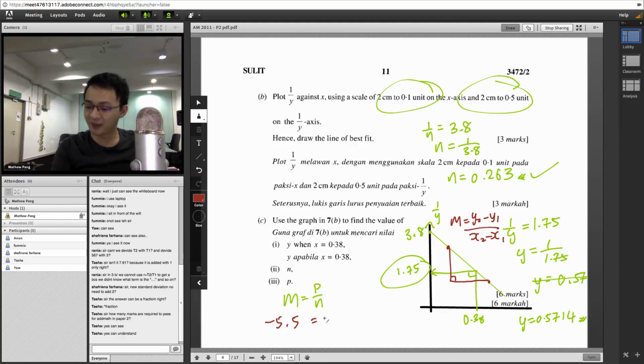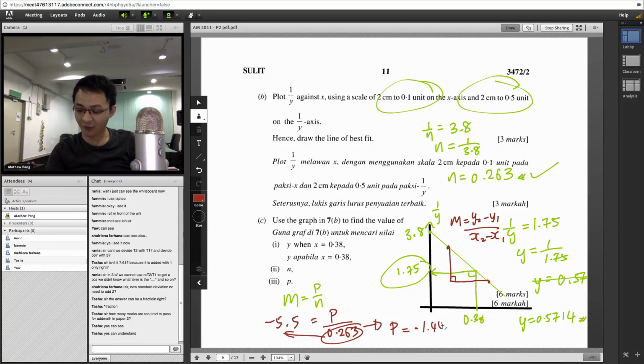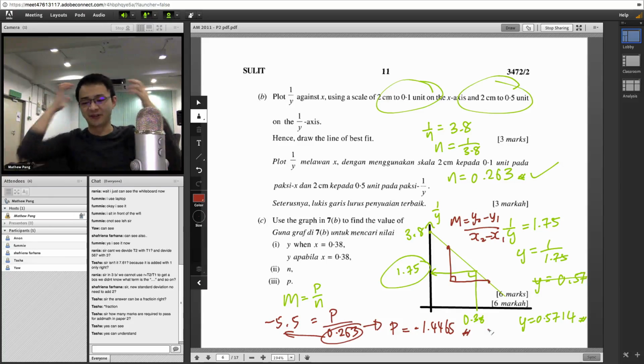And then your p value is unknown. Your n value is 0.263. Then you can get your p easily by moving this thing to the other side. You multiply, so negative 5.5 multiplied by 0.263. Then you'll get negative 1.4465. Okay, this is how to find all the values in the linear law topic.